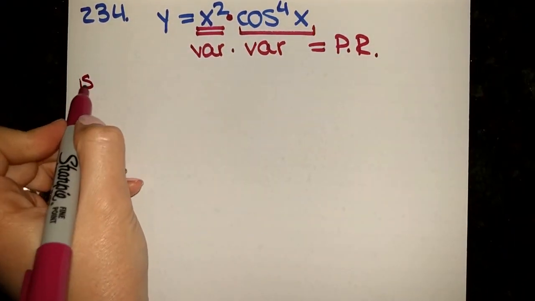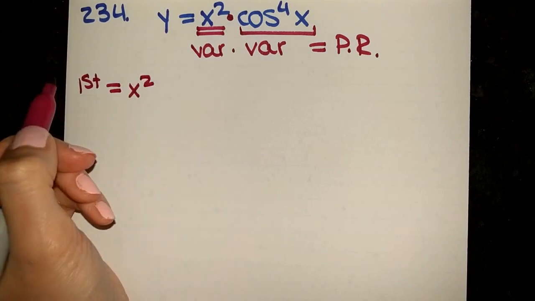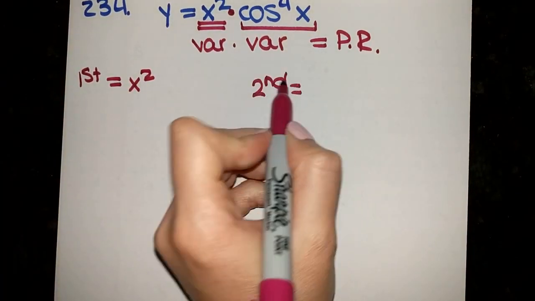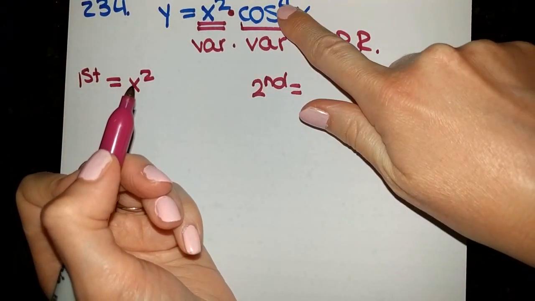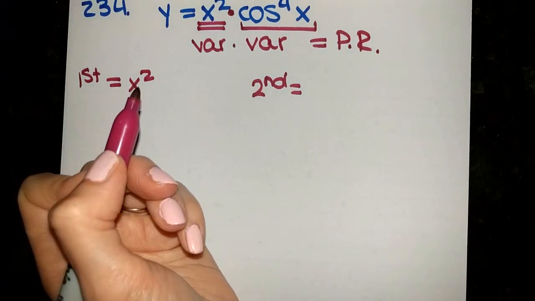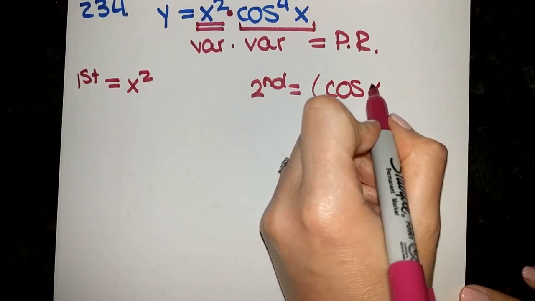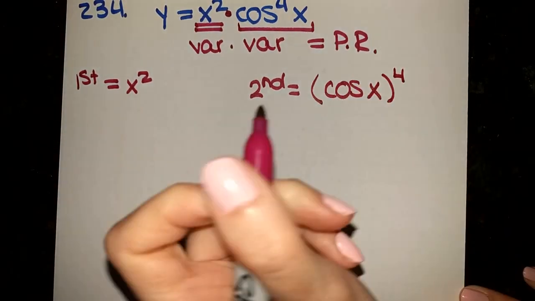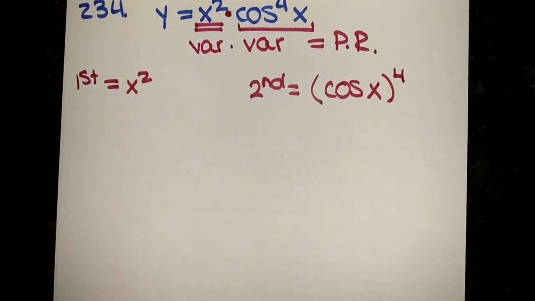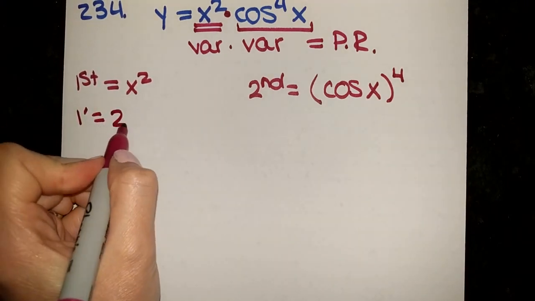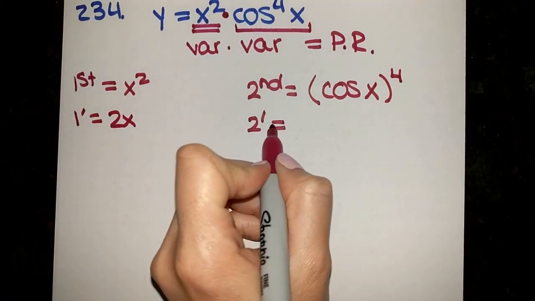Going into the product rule, our first function is going to be x squared. Now, our second function, anytime we see this trig function followed by an exponent, we immediately rewrite that. So that is going to be parentheses cosine x to the fourth power. All right, so now we've got to figure out these derivatives. The first function's derivative is 2x.